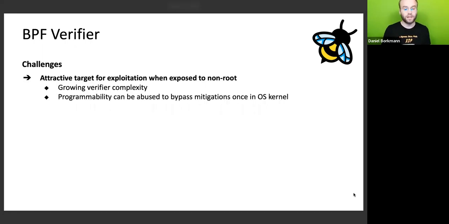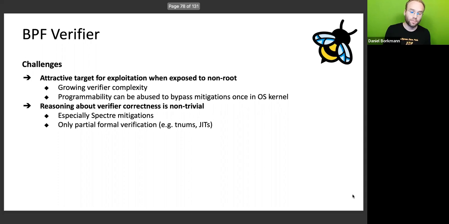There are a number of challenges with that. Especially when BPF is exposed to non-root, these days this is disabled by default, but it has been at least an attractive target for exploitation. Given the growing complexity of the verifier, the community is growing, and more contributors are there as well, so potentially bugs could slip in. And the programmability of BPF gives a lot of power, a lot of flexibility, but this can potentially be abused to bypass mitigations, in this case especially Spectre.